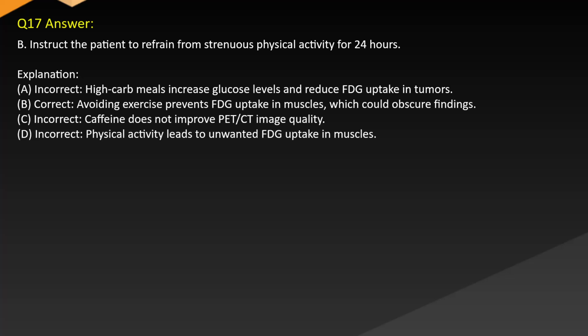Answer: B. Instruct the patient to refrain from strenuous physical activity for 24 hours. Explanation: A. Incorrect. High-carb meals increase glucose levels and reduce FDG uptake in tumors. B. Correct. Avoiding exercise prevents FDG uptake in muscles, which could obscure findings. C. Incorrect. Caffeine does not improve PET image quality. D. Incorrect. Physical activity leads to unwanted FDG uptake in muscles.